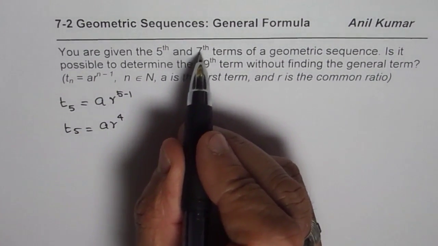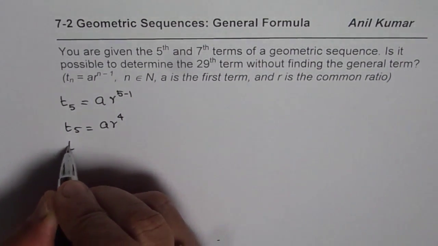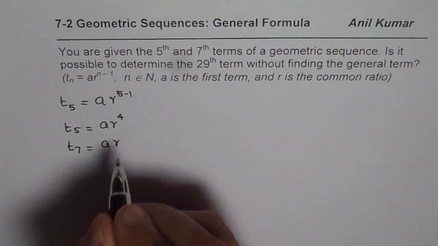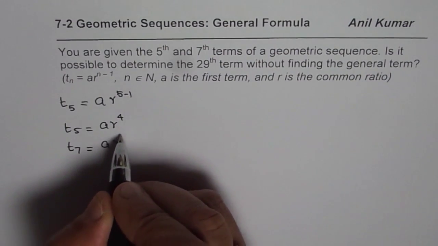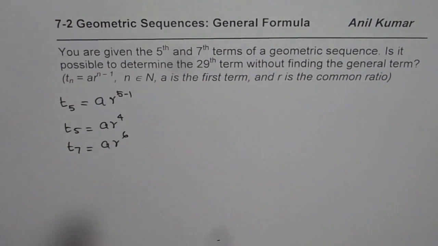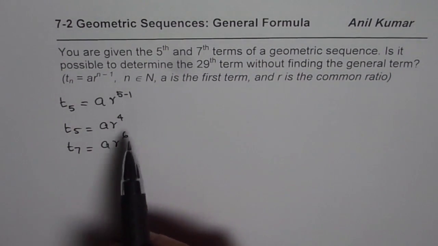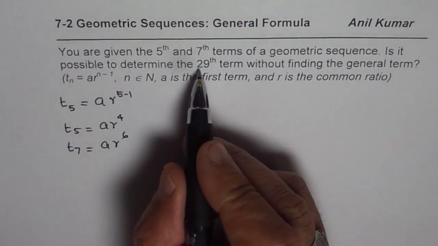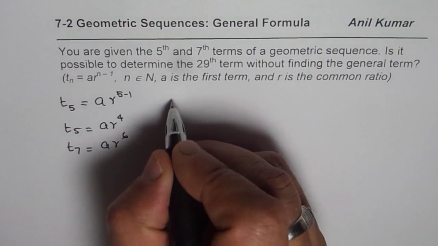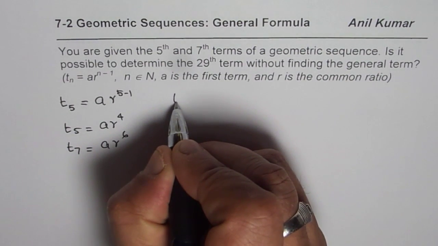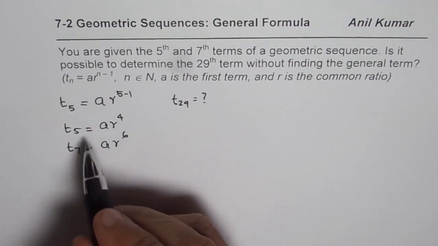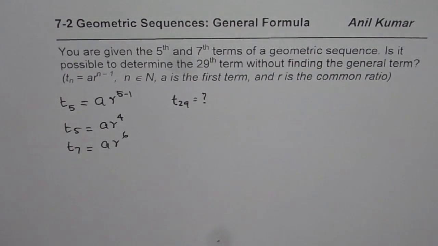Similarly, we know the seventh term. That means T7 is known, which will be a times r to the power of 7 minus 1, which is 6, right? So straight away I wrote 6 here. Now the question is, we need to find the 29th term. Knowing the fifth and seventh terms, how are you going to find it?